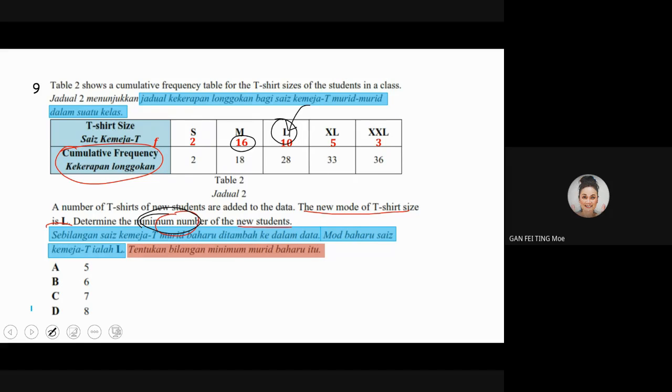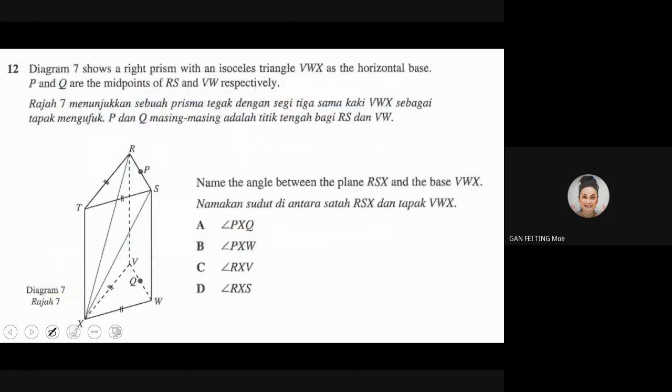Can it be 6? No. Why not? You check the data. If 10 plus 6, I'll be having 16. And L is 16, M is also 16. Means that it's no longer L being the mode. L and M will be the mode. Means that it doesn't suit the question asked. Right? Okay, very good. Means that this question also no problem. Remember, for you to identify your mode, you have to go for frequency, not cumulative frequency. Then we continue with, okay, this is the answer. C is the answer.